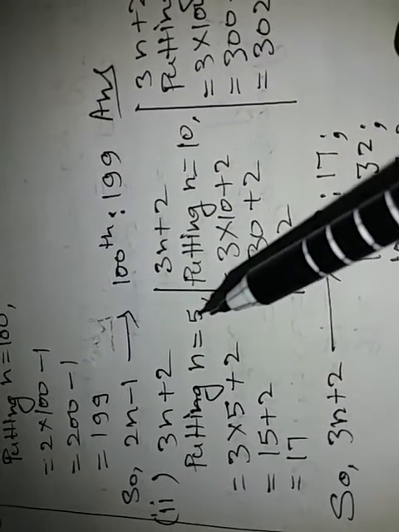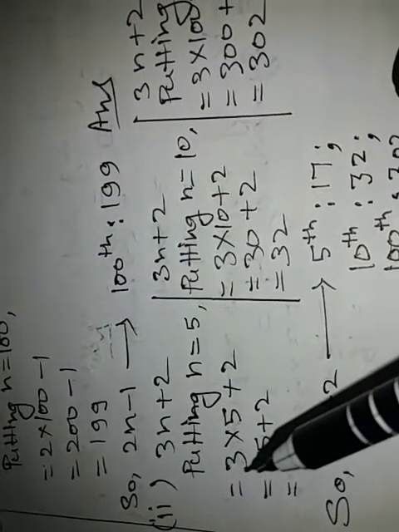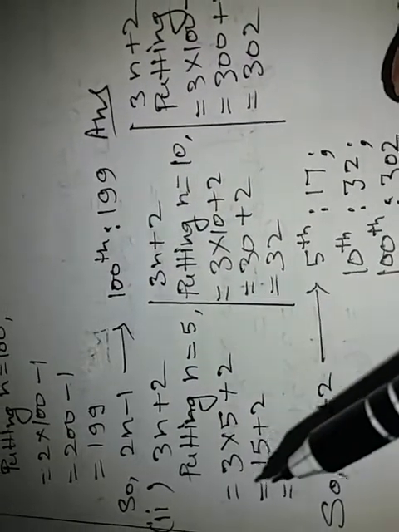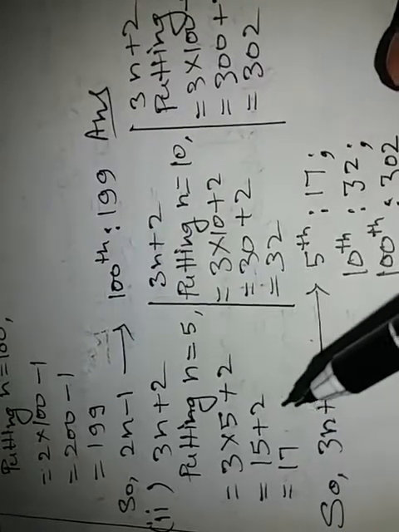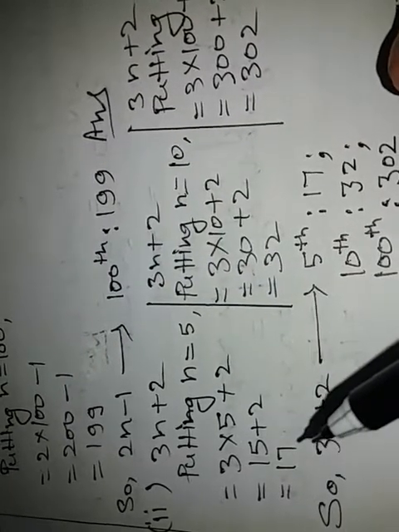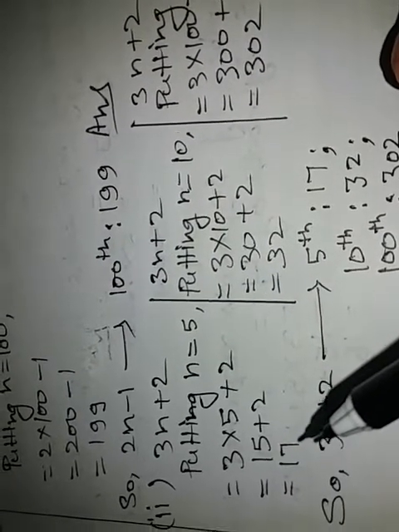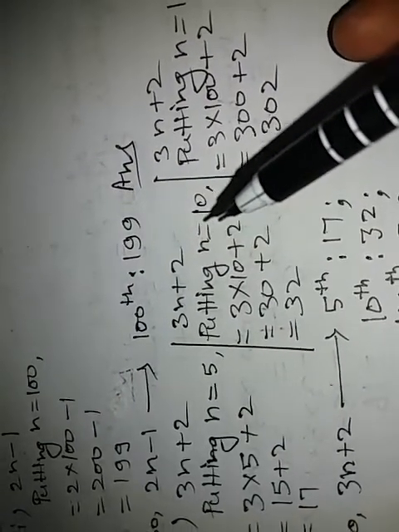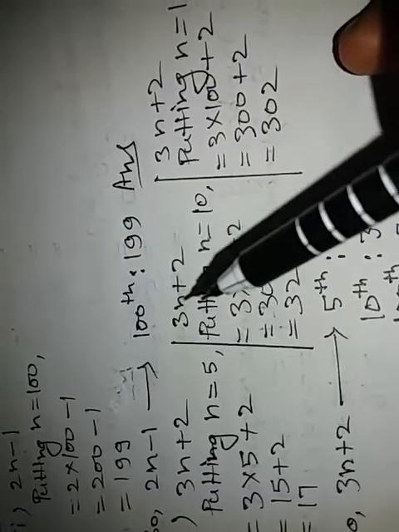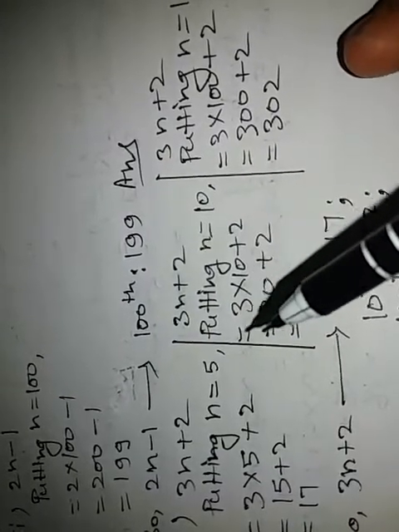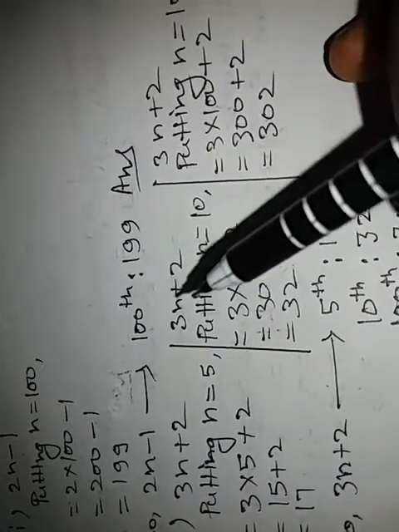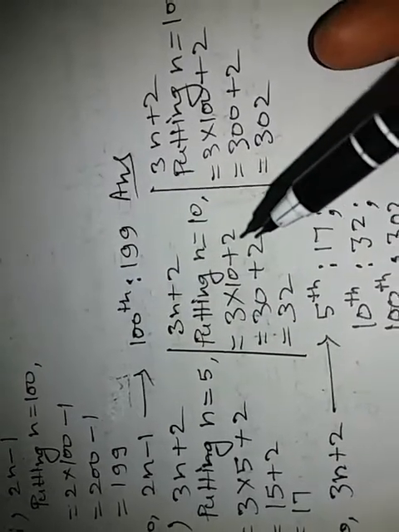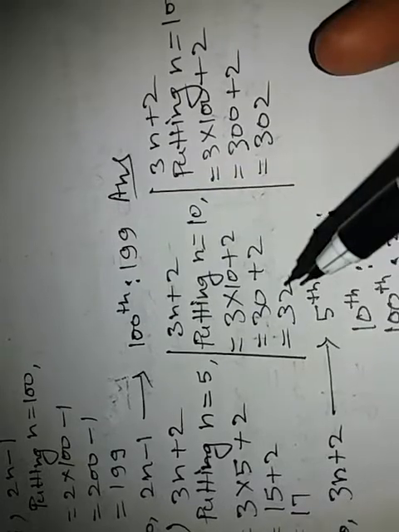Next expression, 3n plus 2. Putting n equal to 5, it is 3 into 5 plus 2, 3 fives are 15, plus 2 is equal to 17. Now putting n equal to 10 in 3n plus 2, it is 3 into 10 plus 2. 3 tens are 30, plus 2 is equal to 32.